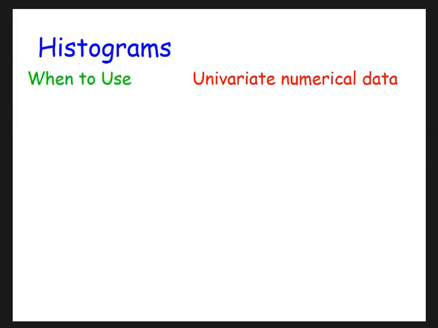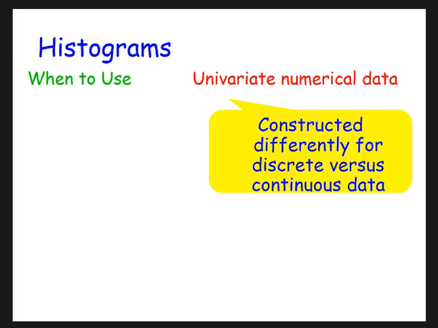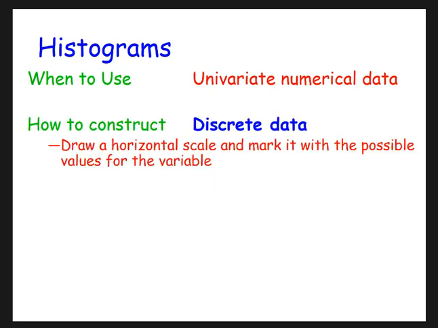Histograms. We use these with, again, single variable numerical data. We can construct it differently depending on whether we have discrete or continuous data. For discrete, we just go from low response discrete to high response discrete. If we have high response discrete where there's a large range of possible responses, that'll get treated similar to what we have for continuous data.